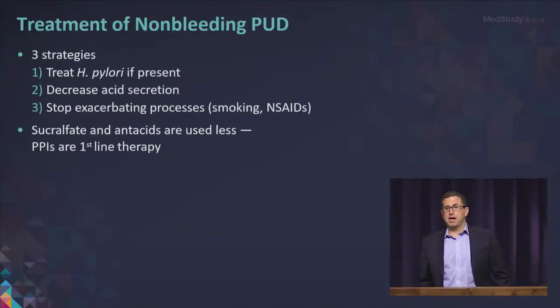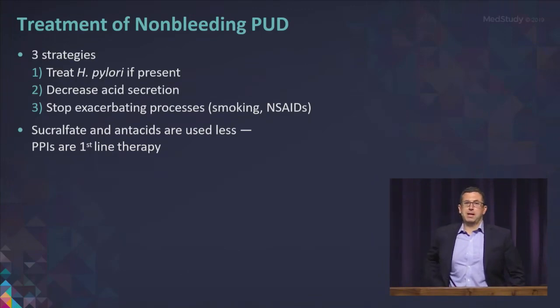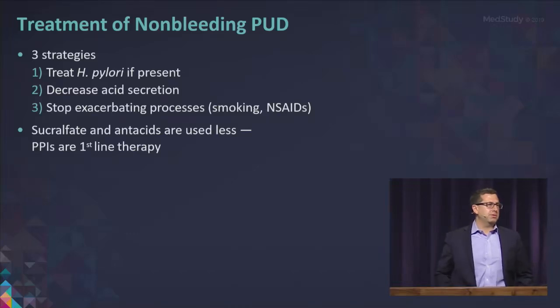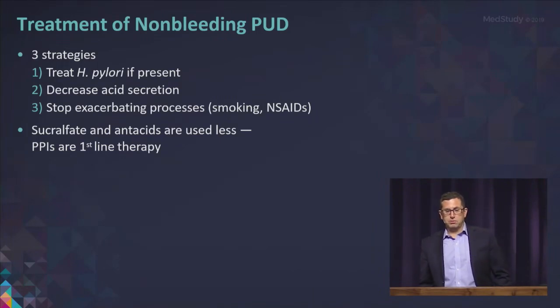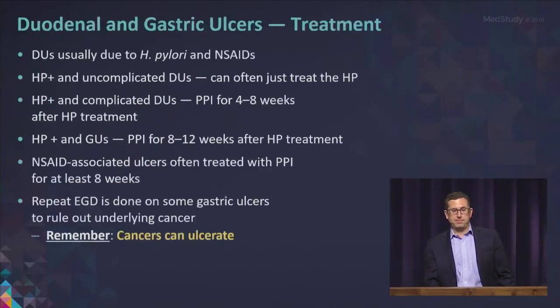So treatment of non-bleeding ulcers. There are really 3 major strategies. Obviously, if H. pylori is present, we're going to treat it. You want to decrease acid secretion, which means putting the patient on a PPI, and you want to stop any exacerbating processes. So if the person's taking tons of ibuprofen or something like that, you're going to want to stop that. As I mentioned before, sucralfate and antacids are really not used that frequently anymore. PPIs are really first line of therapy.